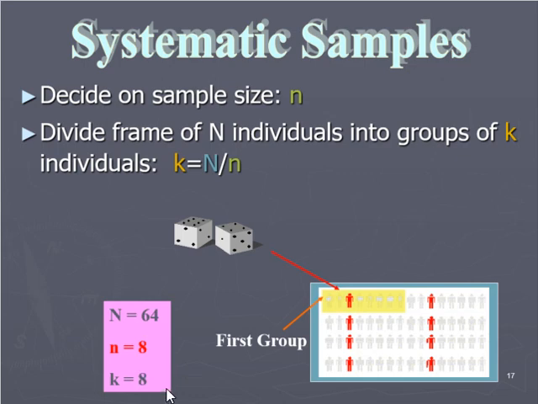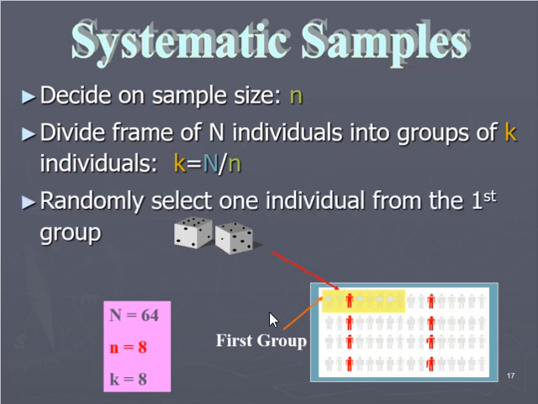So you divide 64 by 8, then you should choose 8 persons. How do you choose this? You choose one from each group, randomly of course. Randomly, you select one individual from the first group, and then from the second group, the third group. If you randomly chose the third individual from the first group, then you choose the third individual from the second group, and the third individual from the third group. So that's your systematic sampling.